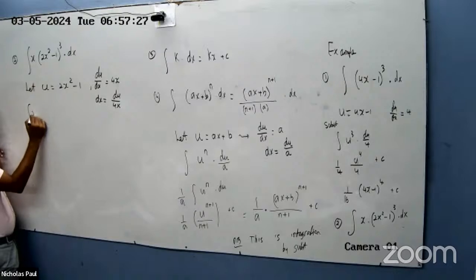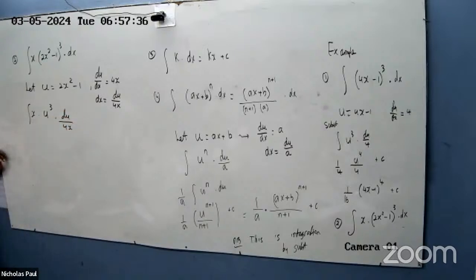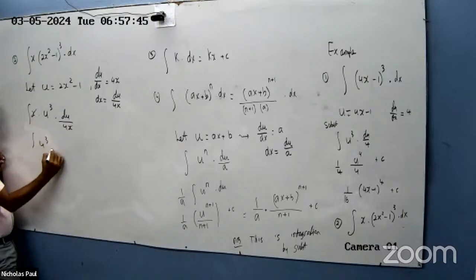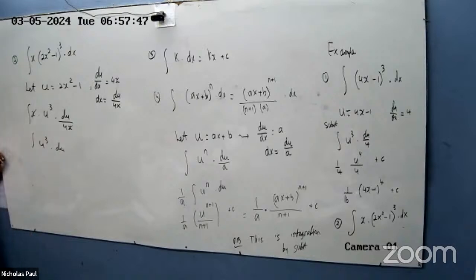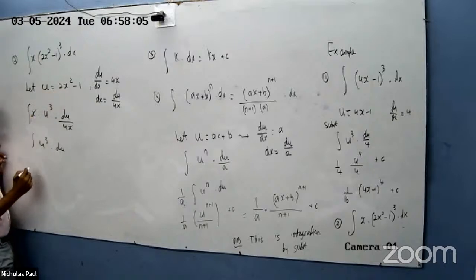So you'll get the integral of x by u cubed dot du over 4x. We have a slight problem here. See that? What will happen with the x's? They cancel off, and you'll get the integral of u cubed du. If it doesn't cancel off, you have to come back here, make x the subject and make a substitution. When you integrate this, you will get 1/3.